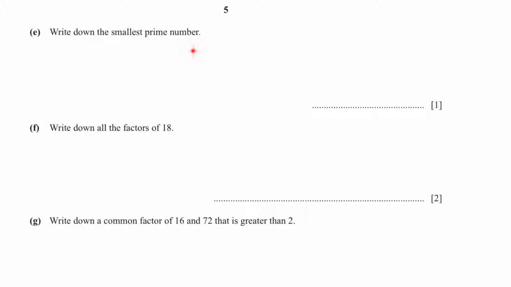Write down the smallest prime number. Smallest prime number is 2. Smallest and only even prime number is also 2.